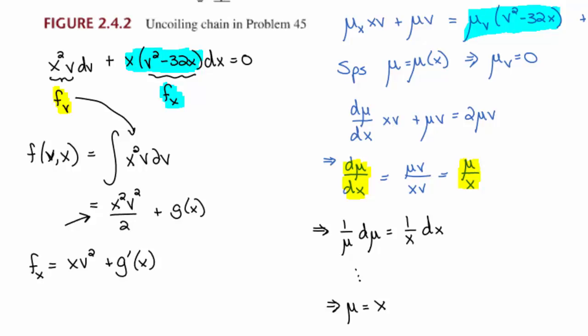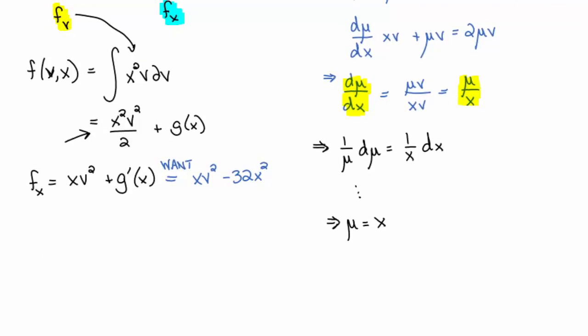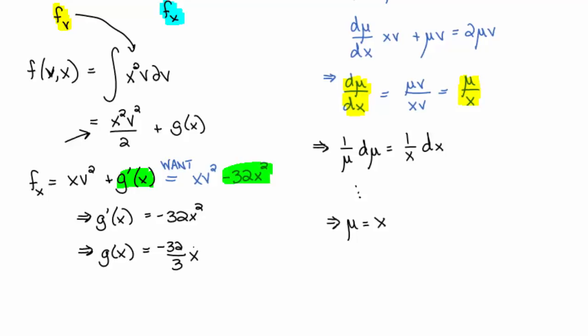So we want that to be, I'll distribute the x v squared minus 32 x squared, and you can see what g prime is going to be. G prime has to be negative 32 x squared. So let's find out what g is. That implies g prime of x is negative 32 x squared, which implies that g of x, after you do an integration there, is negative 32 thirds x cubed, technically plus a c.